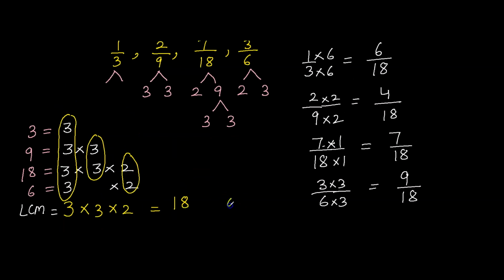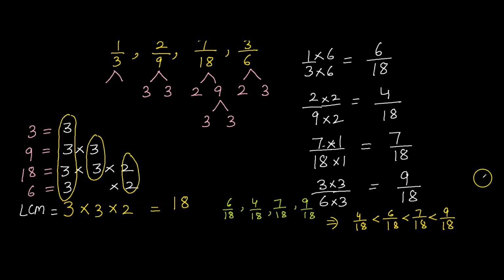So now we have the fractions 6/18, 4/18, 7/18 and 9/18 in terms of the denominator 18. So that means we have the same denominator, so we can simply compare the numerators and write them in order. So that would be 4/18, 6/18, then we have 7/18 and 9/18. So this is the order of these fractions from least to greatest.